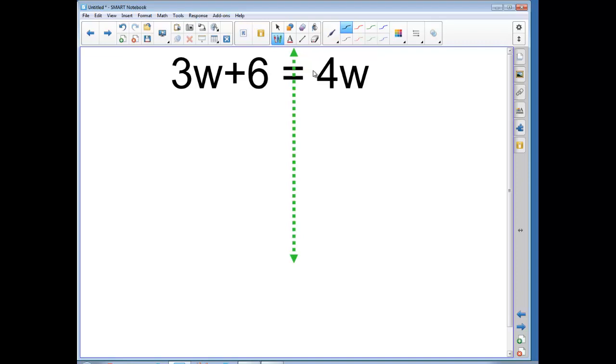Okay. So what I'm going to do here is I'm going to bring all the variables to one side. I have a 3w and I have a 4w. So I need to decide, do I want to move the 3w over, or do I want to move the 4w over? In this case, looking at it, I'm going to move the 3w. Generally, you want to move the lesser of the two.